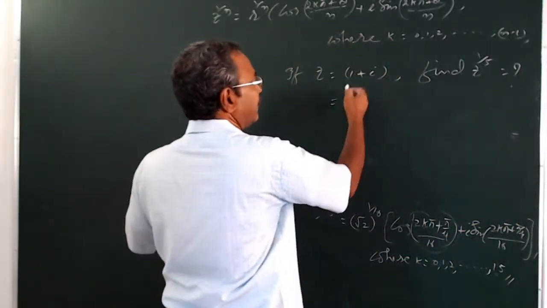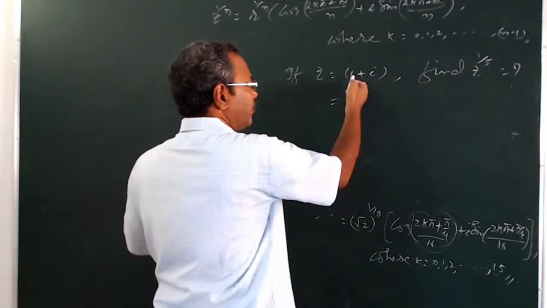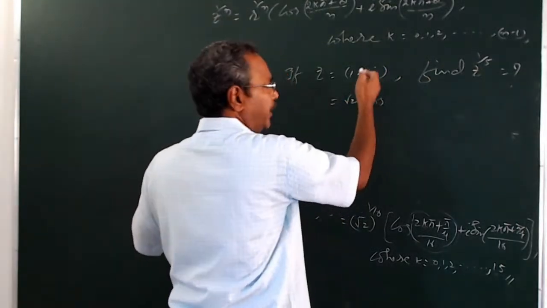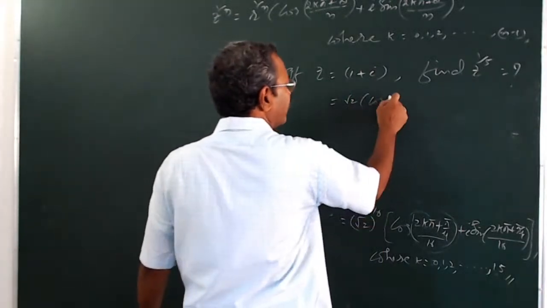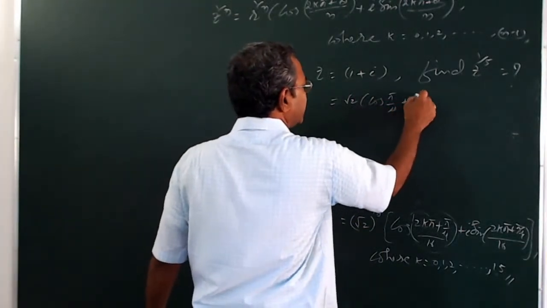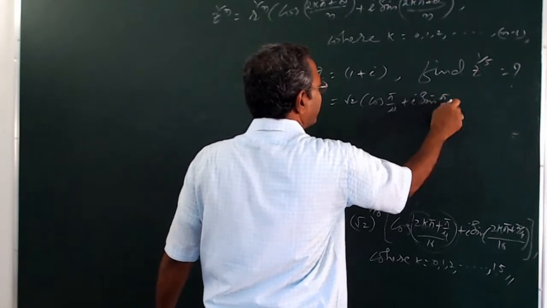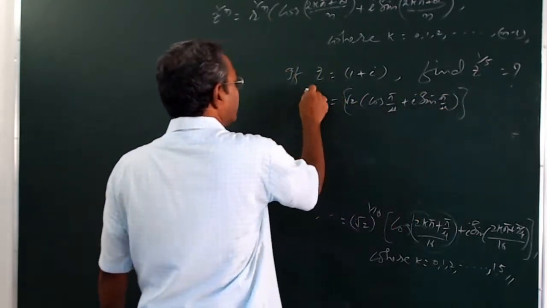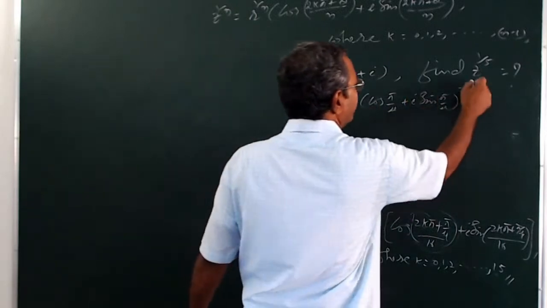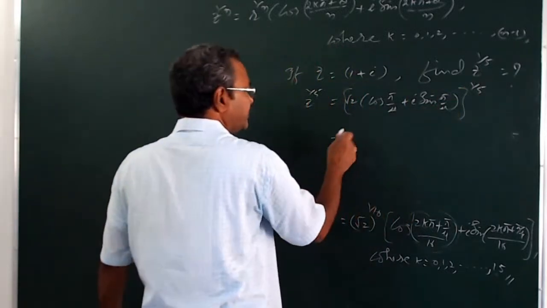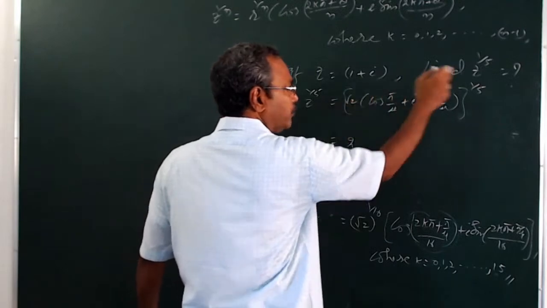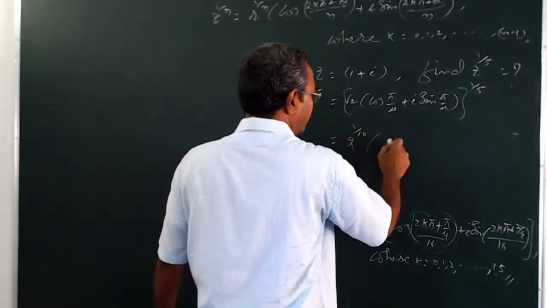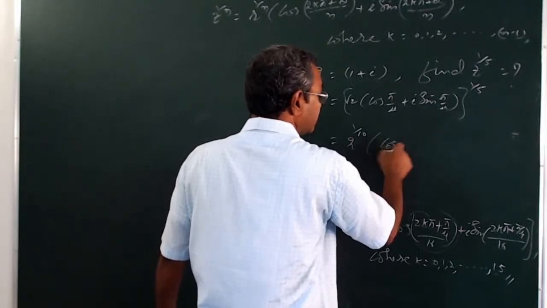Z is, we have already identified that the modulus of this complex number is root 2. So root 2 into cos, we have identified the amplitude as pi by 4, so cos pi by 4 plus i sin pi by 4, whole to the power of 1 by 5. This is 2 to the power of 1 by 2, whole to the power of 1 by 5, is 2 to the power of 1 by 10 into cos.